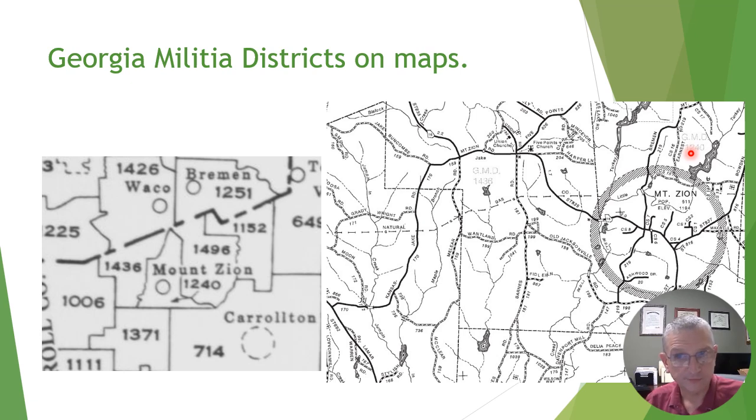So that's how, if you need to determine which GMD a piece of property is in, find it on a map, relate that to a GDOT county map from the 1990s and earlier, and there you'll find the GMD information which you need.